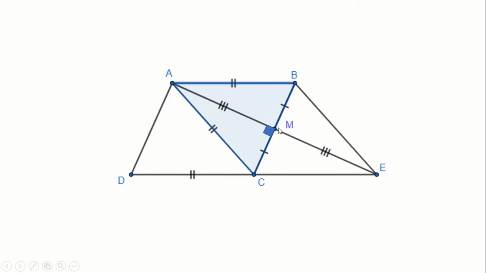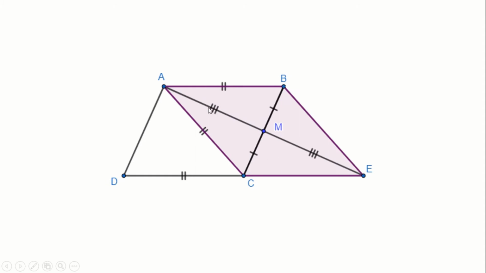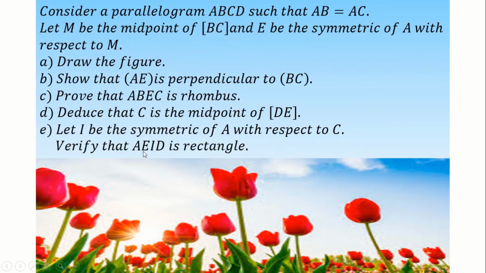In part C, prove that ABEC is a rhombus. Well, we have M is the midpoint of BC, as given, and M is the midpoint of AE by symmetry, since we have AM equal to ME, as we have drawn E the symmetric of A with respect to M. Well, here we can say that the diagonals AE and BC bisect each other, but they are also perpendicular. We have just proved that. So we can conclude that ABEC is a rhombus since its diagonals are perpendicular bisectors to each other. So they are perpendicular and bisect each other.